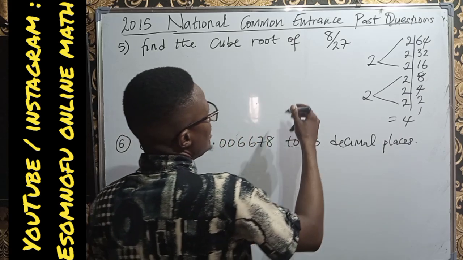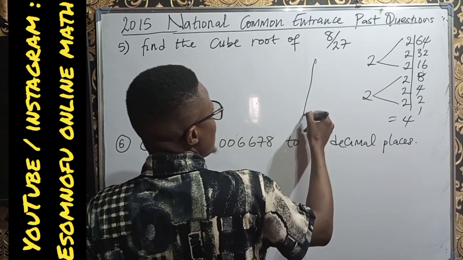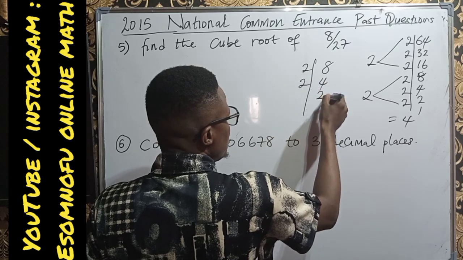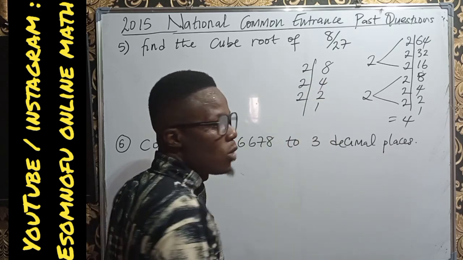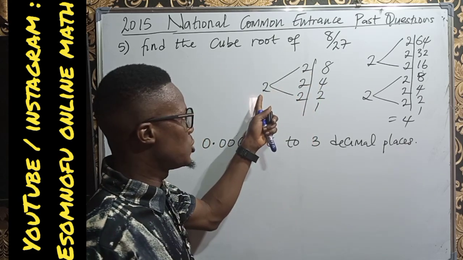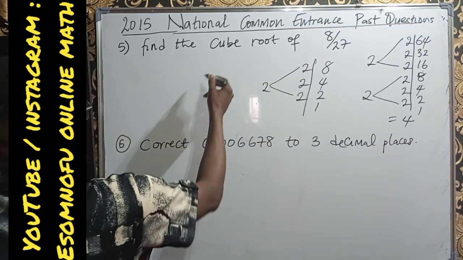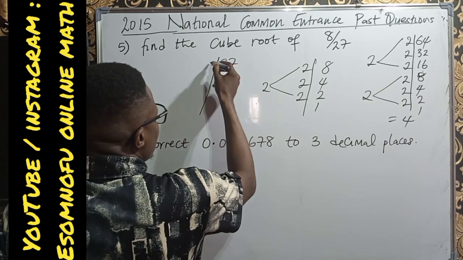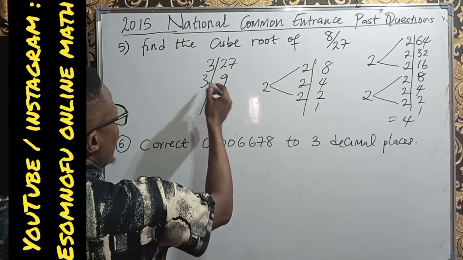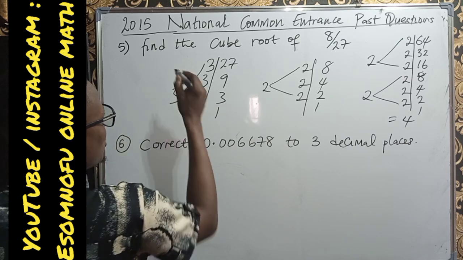Now, in the same vein, I will get the cube root of 8 and the cube root of 27. The cube root of 8, I'll write 8. I'll start dividing. 2 here is 4. 2 here is 2. And 2 here is 1. Once you see 1, you stop. If you get 3 twos, call it a single number. Therefore, the cube root of 8 is just 2. For 27, I'll write 27. I'll divide by 3 because 2 cannot divide 27. I'll get 9. 3 again, I'll get 3. 3 again, I'll get 1. Therefore, the cube root of 27 is just 3.